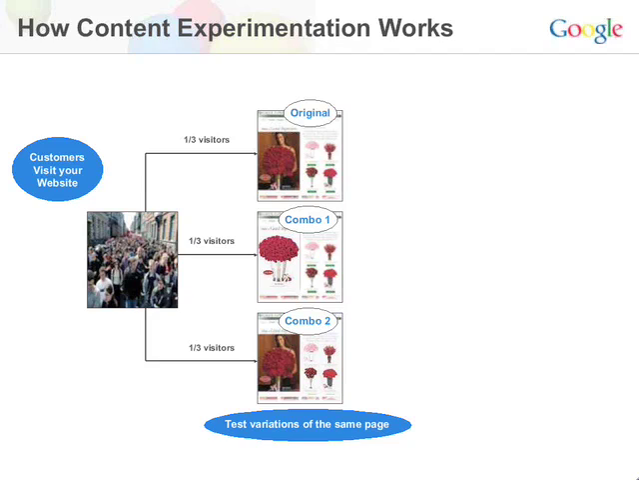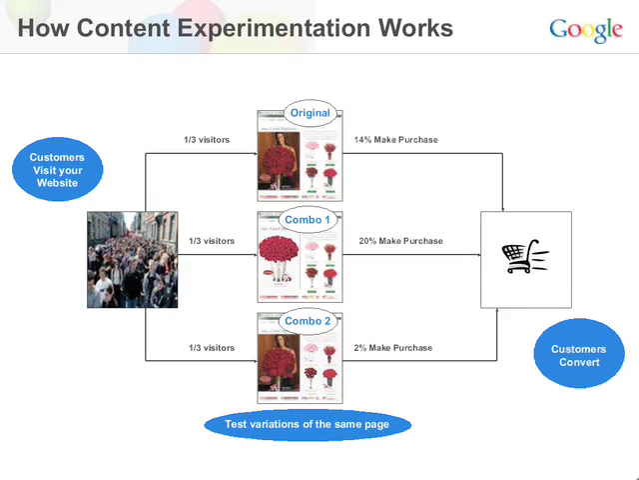So what we do then, after we distribute the visitors to each of the different treatments, is track and let you know that of those who saw this version here, only 2% made a purchase, and of those who saw this treatment, 14% did, and this one, 20% did. So it effectively lets you perform controlled experiments on your site and takes the guesswork out of improving any page.